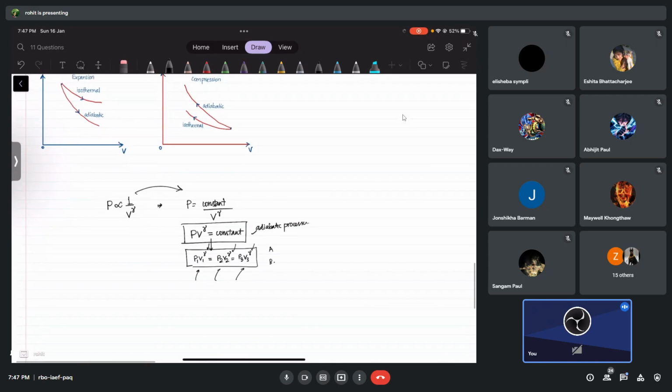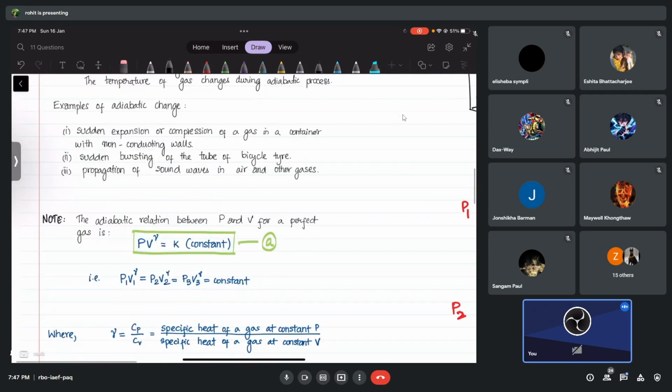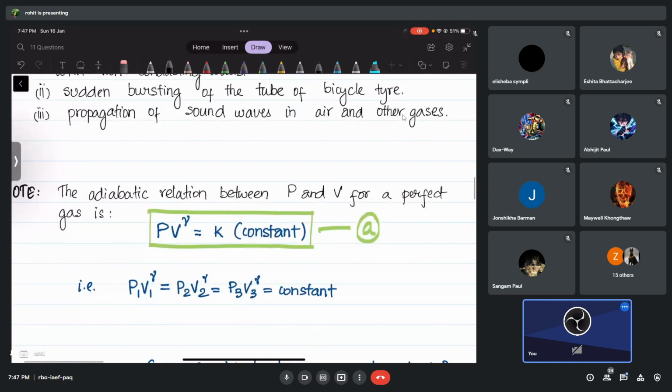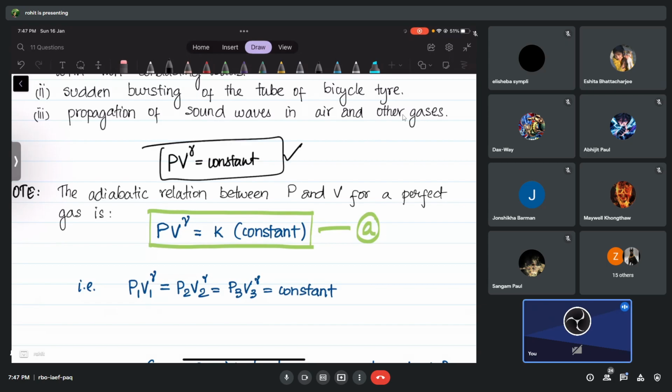Yeah, is it clear, guys? Just check. Can I say it's clear? A little bit at least. Yes, sir. So what is constant in an adiabatic process? Pressure into volume to the power gamma is found to be constant, okay? This is what you need to remember. Then the examples I gave you last time, please read them. I hope it is clear.